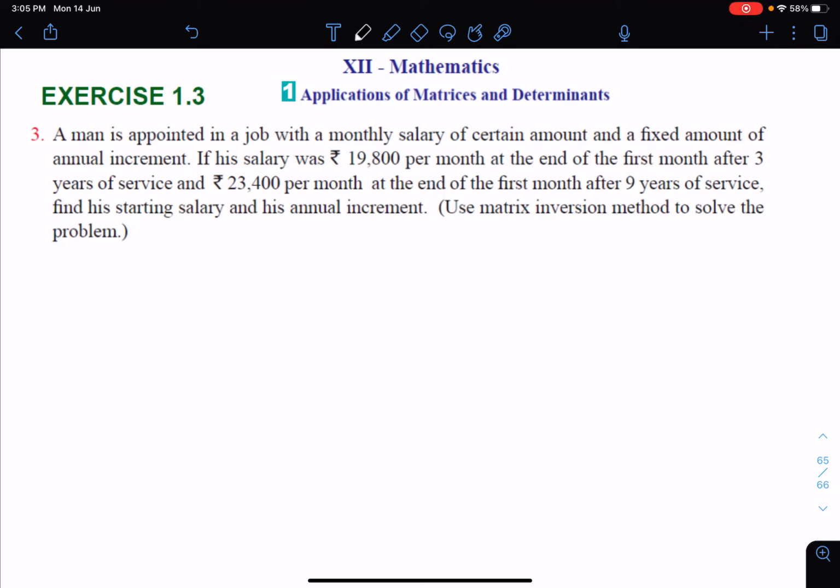Hello 12th standard students, welcome back to chapter 1, applications of matrices and determinants. Today in exercise 1.3 we'll see sum number 3.